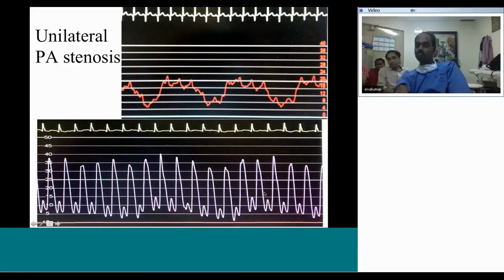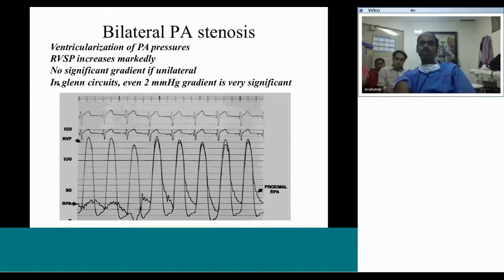So if there is no diastolic hypertension, how will you expect a diastolic tailing of the gradient? So there can be patients where there will not be any diastolic tailing at all. So don't go by diastolic tailing as one of the indicators. Now I'm just showing the hemodynamics of a PA stenosis.